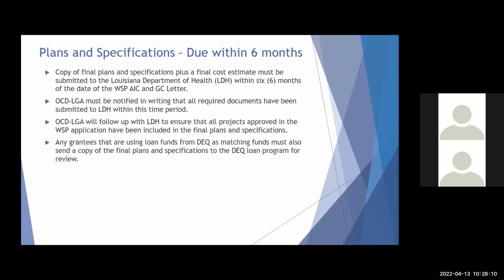For plans and specifications, copies of the final plans and specifications plus a final cost estimate must be submitted to LDH, which is the Department of Health, within 6 months of the date of your authorization to incur costs and grant condition letter. We also must be notified in writing that all required documents have been submitted to LDH within this time period. We will follow up with LDH to ensure that all projects approved in your water sector program application have been included in the final plans and specifications.